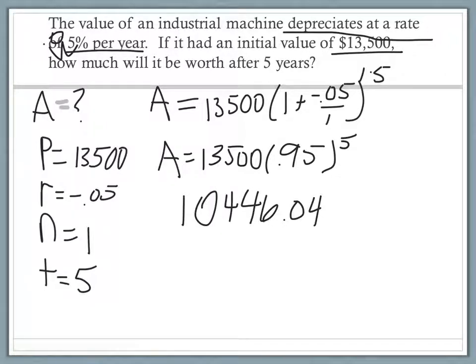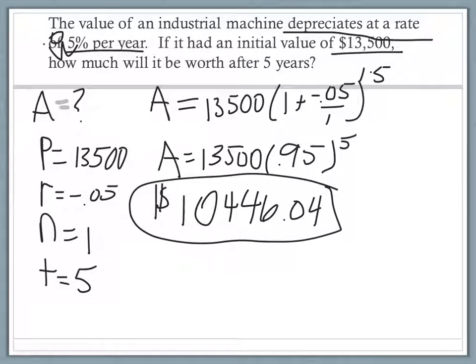Okay. And if you notice, we depreciated, so we went down in value. So I went from having 13,000 to now having 10,000, and we're talking about money, so we're going to go ahead and put the money sign there. Okay, so my answer makes sense. Let's go on to the next example.